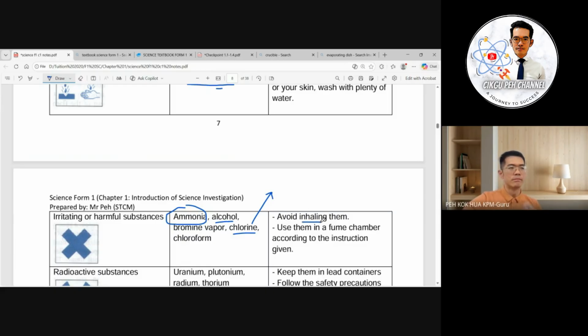Okay, so avoid inhaling them. Inhaling is breathing in. Okay, so use them in a fume chamber according to instructions. Okay, so what is a fume chamber?